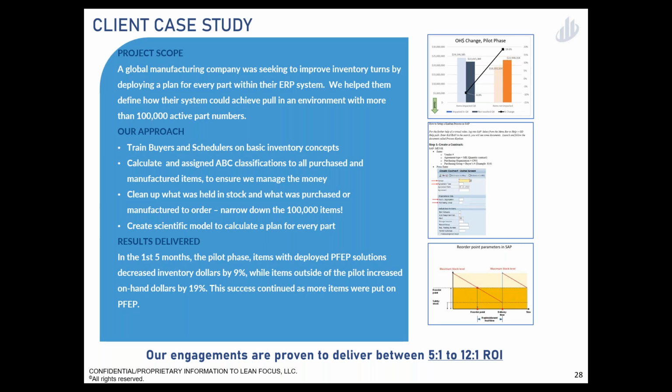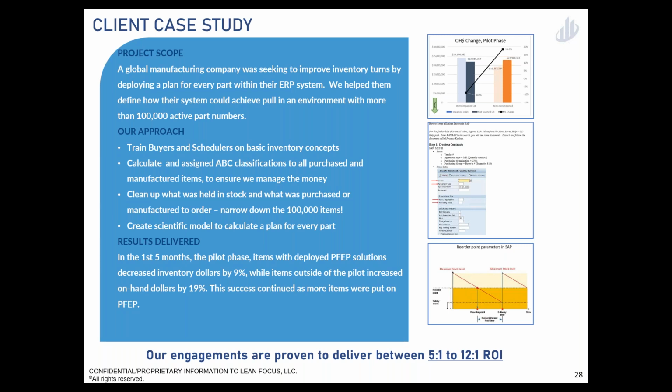So in the first 5 months, which is the pilot phase, they said, let's test this. The items that we had deployed a solution on decreased their inventory dollars, even though it was the time of the season when volume was going up by 9%, while everything outside of the pilot went up by 19%. It was a huge success. And so what the plant learned was we can be more effective about the way we manage every single part, even though we've got 100,000 of them to manage.